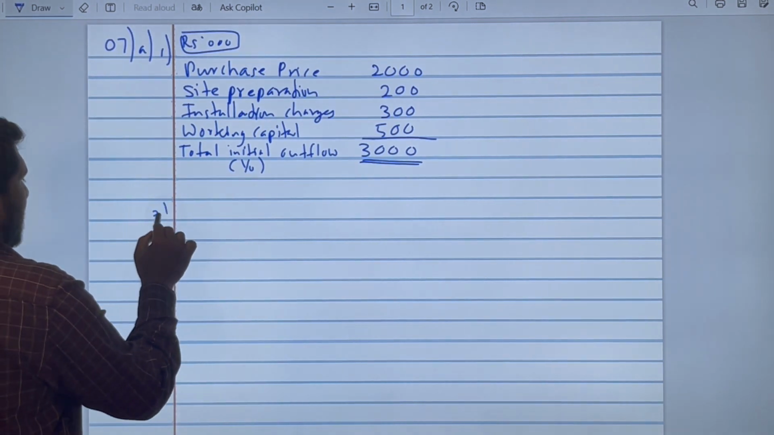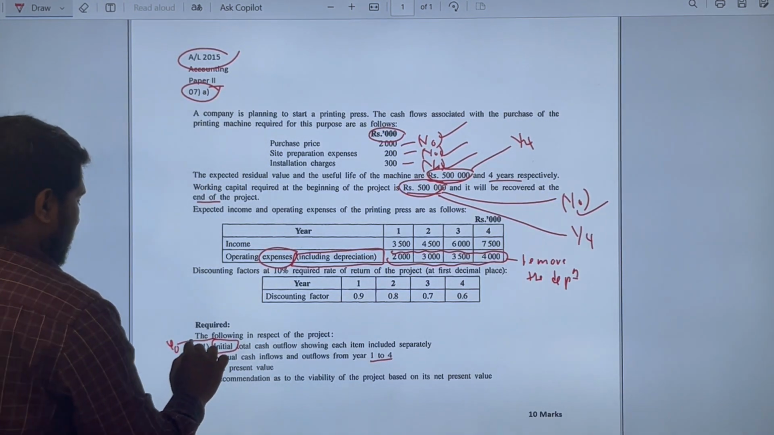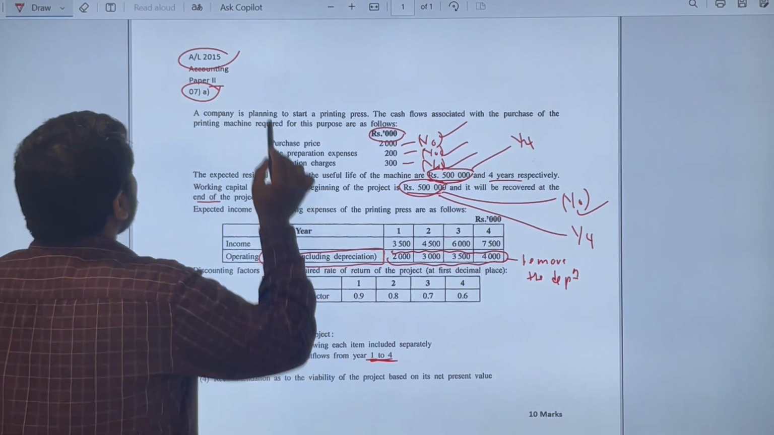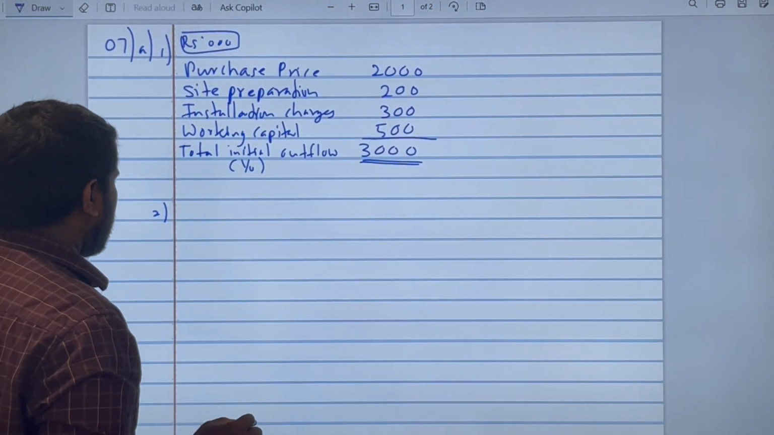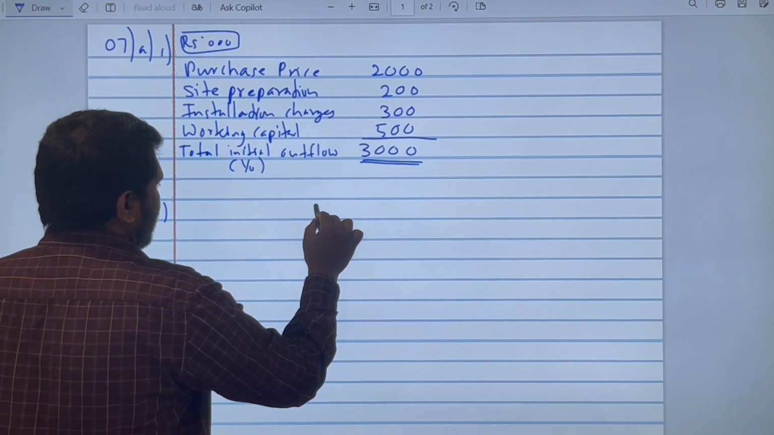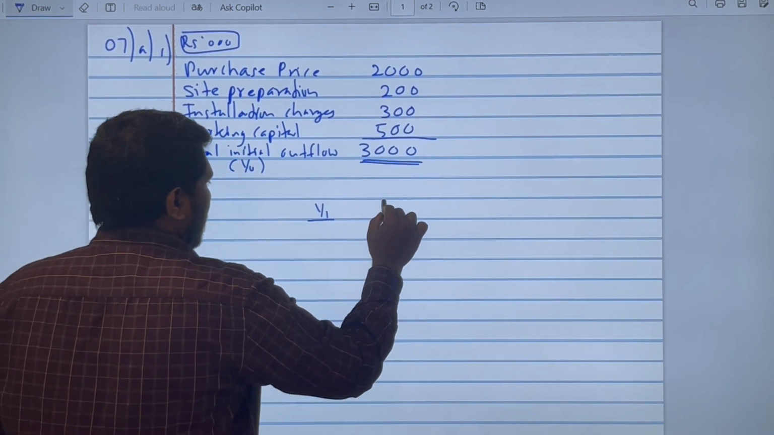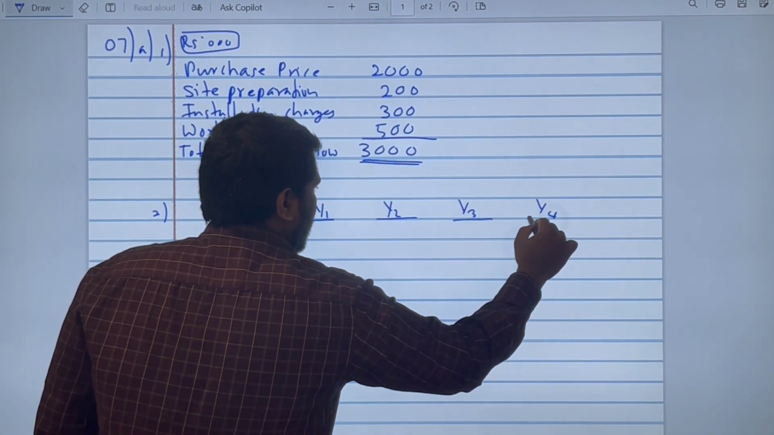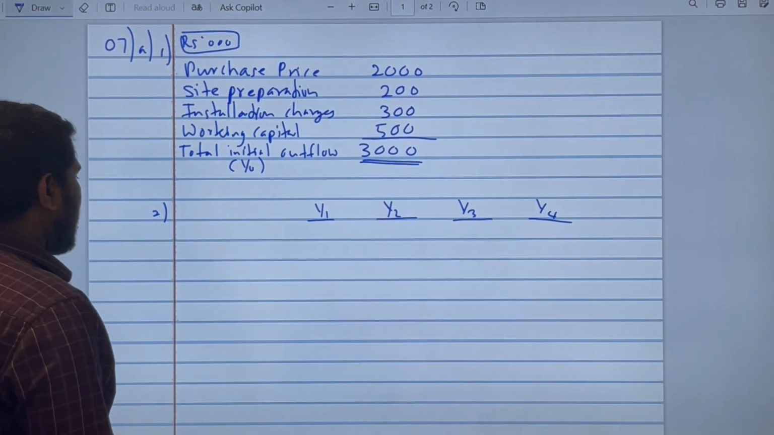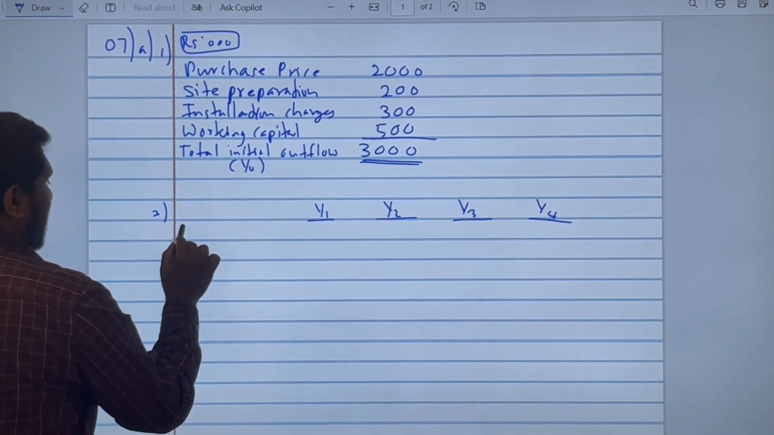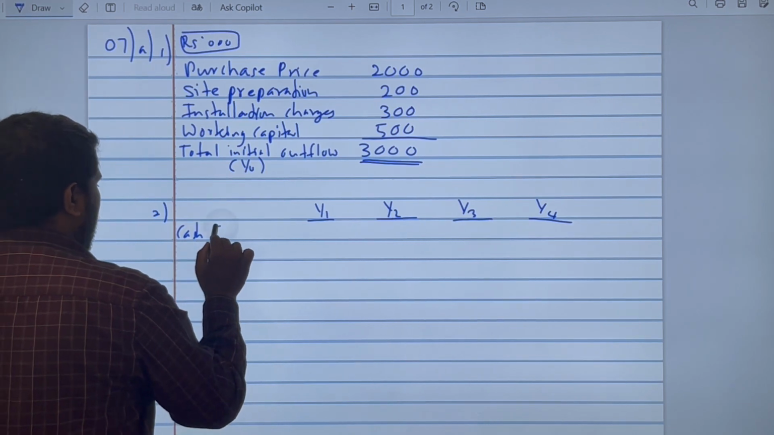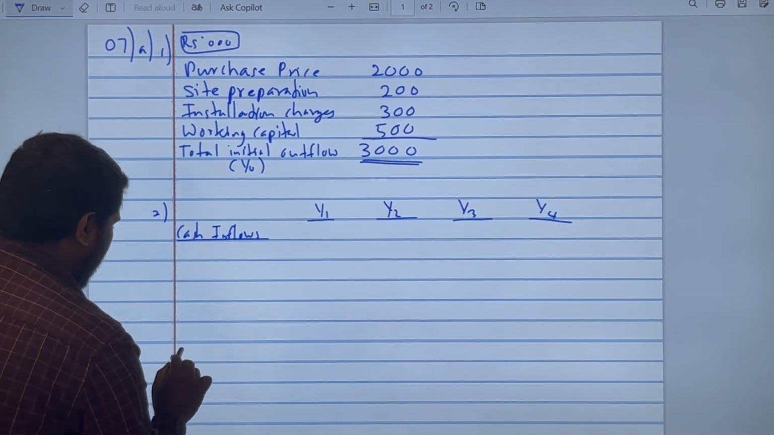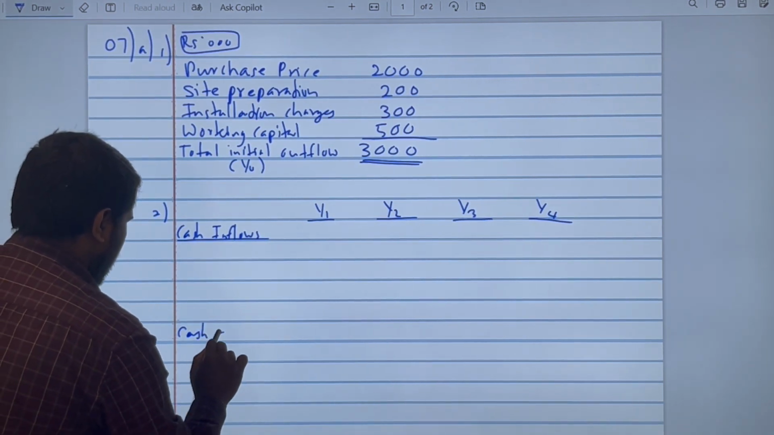Now let's move to the second part. What they are asking: annual cash inflows and outflows from year 1 to 4. So let's do it over here. Year 1, year 2, year 3 and year 4. You have to take the cash inflows and cash outflows. So I'll write here cash inflows, and I'll leave a few lines and then write the cash outflows.